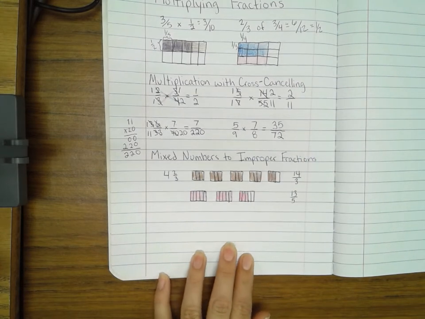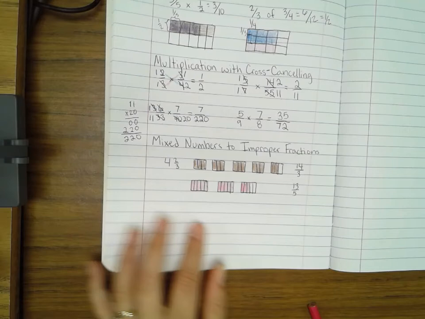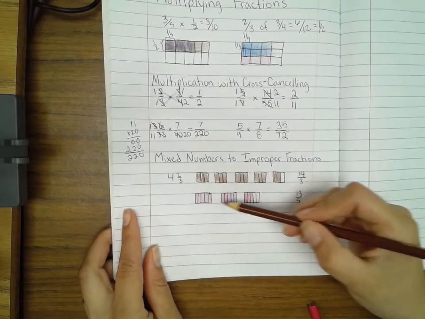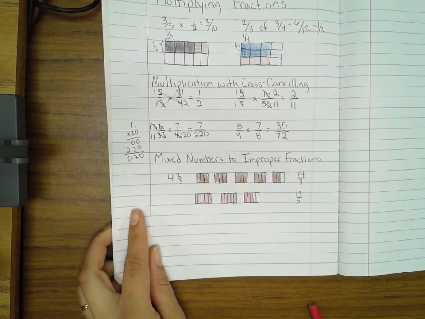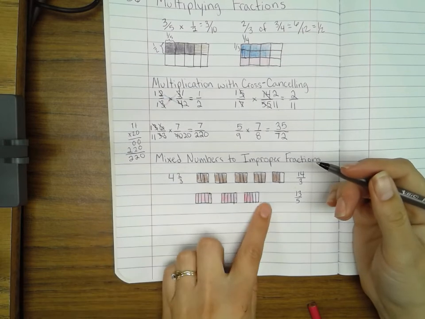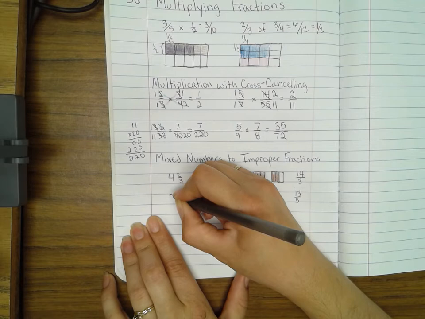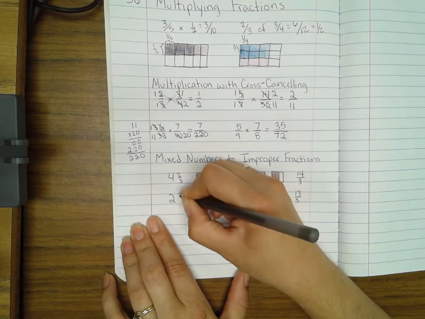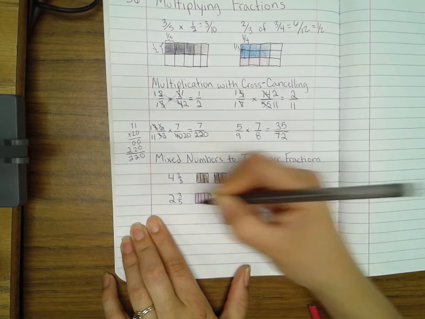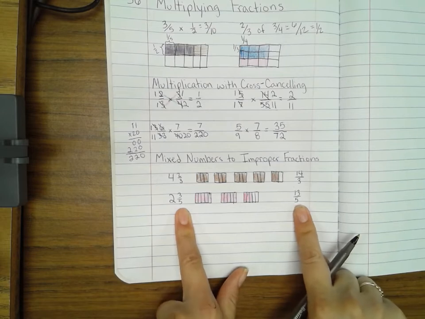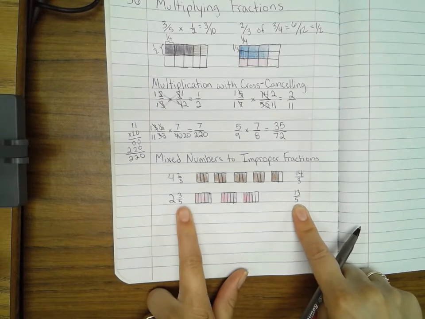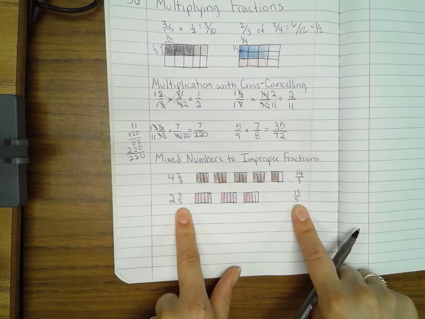But how many whole units did it take to make up these 13 fifths? Well, I have 3 whole units. I'm sorry, I have 2 complete units and 3 pieces. So that would be 2 whole units and 3 fifths. So this and this are exactly the same in terms of number. However, this is just its improper fraction form, and this is its mixed number form.